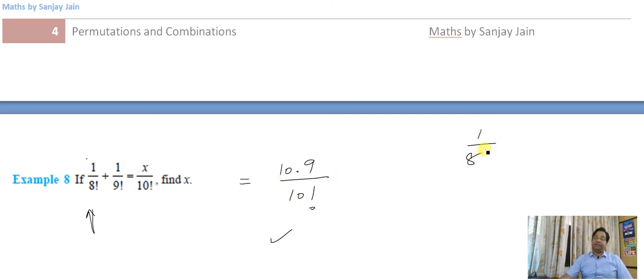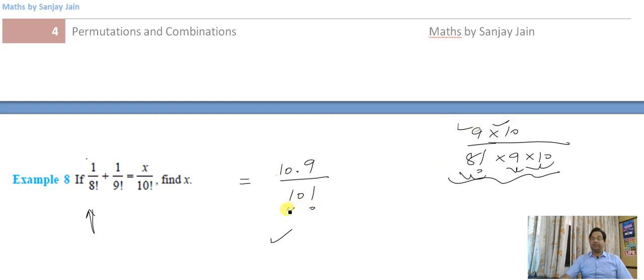1 by 8 factorial. So if I multiply this by 9 into 10, I'll have to multiply the numerator by 9 into 10. Now what is this? 10 into 9 into 8 factorial. So it becomes 10 factorial. So what I have written here is 10 into 9 by 10 factorial. So this is my 1 by 8 factorial.